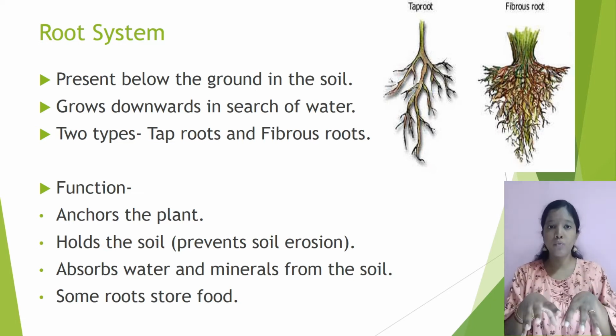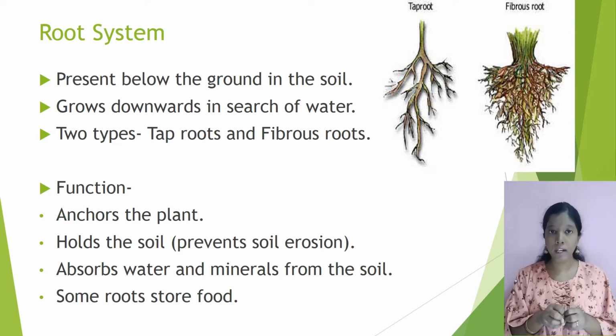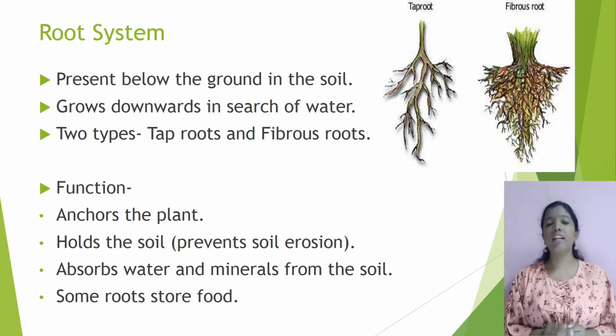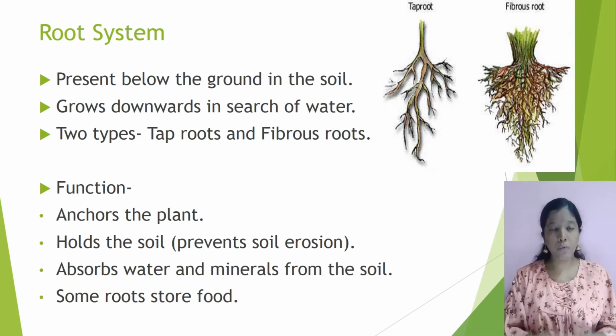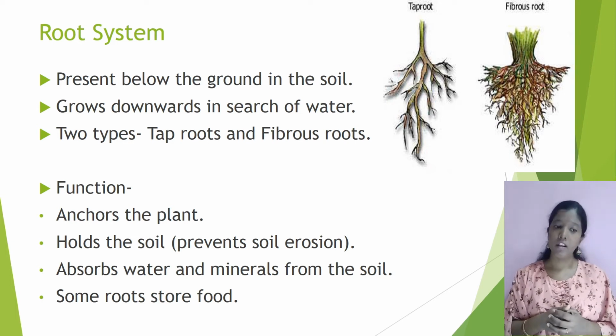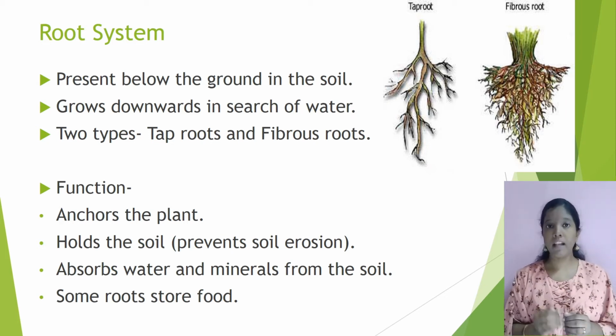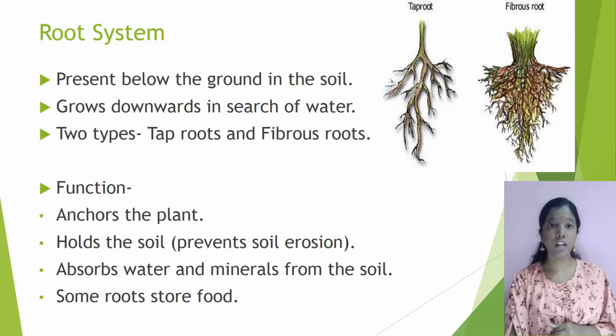When the roots are holding onto the soil, that is also giving a grip to the plant and not letting the soil particles move away, thus preventing soil erosion. Then the next, and the actual reason why the root is present, because it is searching for water, is to absorb the water and the minerals from the soil. Some roots also store food, the extra food prepared by the plant. Further we will see which plants and vegetables those are.